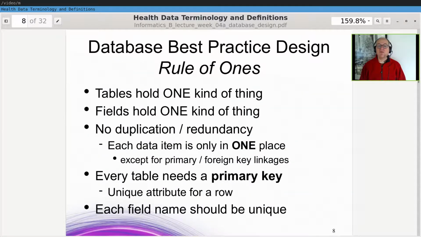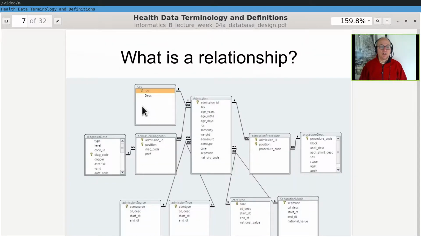And each field name should be unique. So, for example, diag code and diag description, you can't see it down here, should be unique. Don't call it code ID, for example, in both tables, because that's not unique. You don't know which one it is. Don't call something name. Call it person name or procedure name or separation mode name.